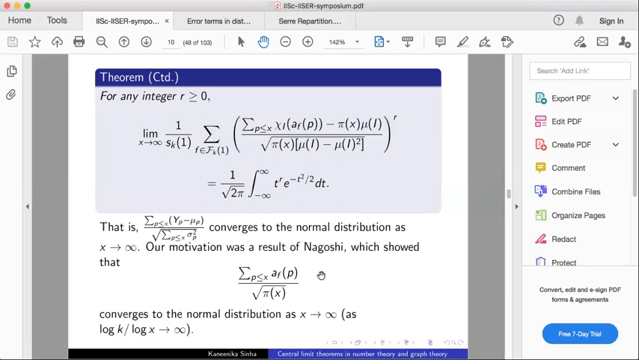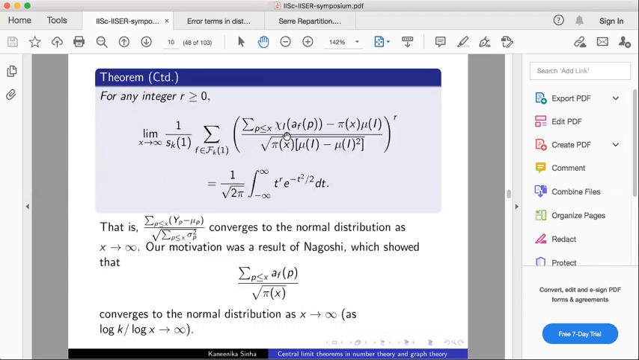Now, our motivation was, again, the result of Nagoshi in 2006, in the same paper where he talked about average values. He showed that if you instead take the random variable to be just a sub f of p, instead of chi sub I of a sub f of p, so this is no longer a Bernoulli random variable, and you take the sum of these a sub f of p's and normalize it by the square root of pi of x, these converge to the normal distribution as x goes to infinity. So many of the combinatorial ideas that we took were inspired by the work of Nagoshi, but we had to be more careful because now we are talking about the characteristic function.